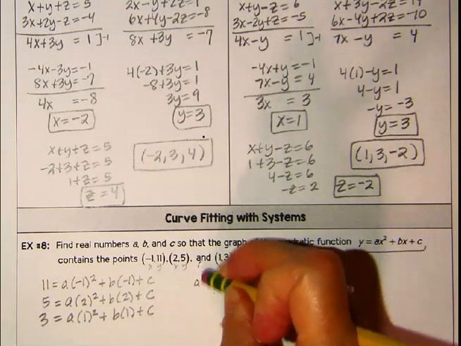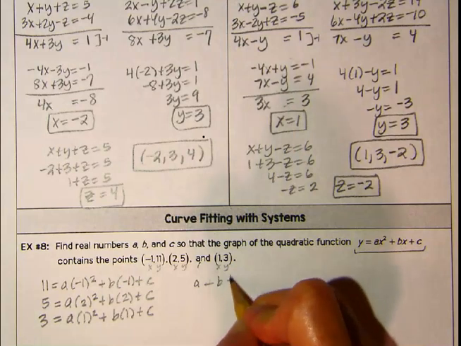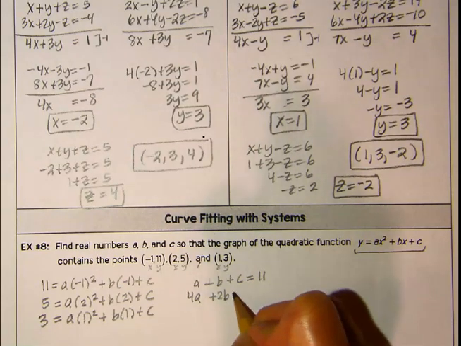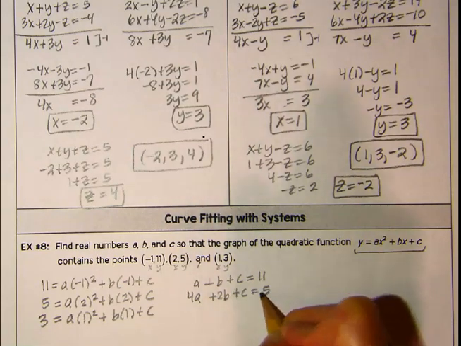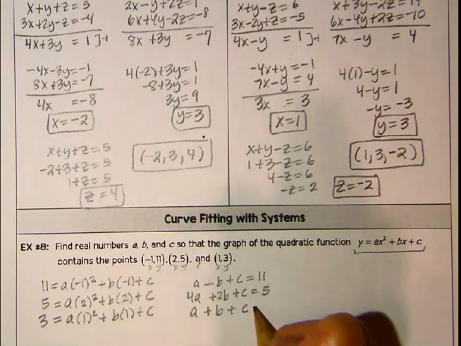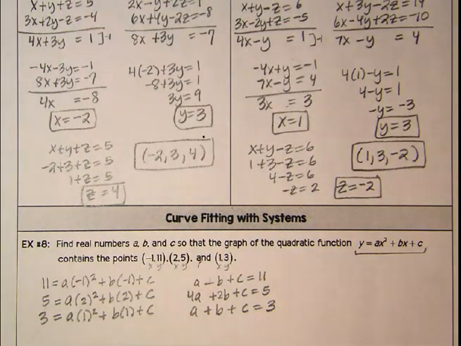So if we clean those 3 equations up, that gives us a minus b plus c equal to 11. Then we have 4a plus 2b plus c equals 5. And a plus b plus c is equal to 3. So once we've cleaned it up, then we can just solve that system. You can cancel a, b, or c, doesn't matter.